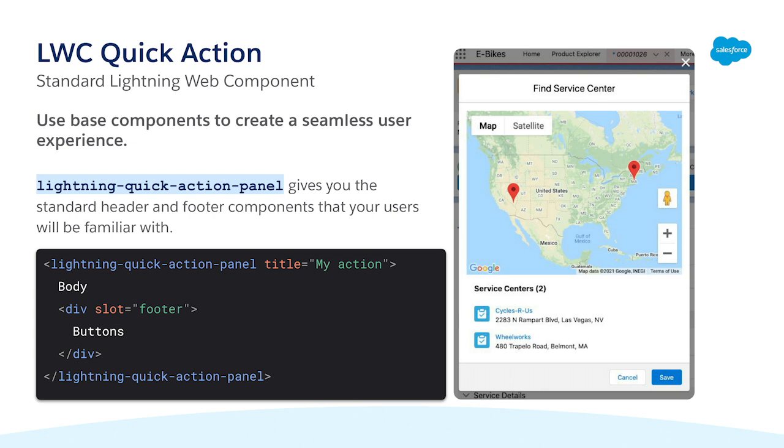Now, if you would like the modal to fit in with the rest of the UI, we're introducing a new base component for quick actions, the Lightning Action panel, which allows you to easily add the header and footer to your screen action. You can add a title to the component, which exposes the text in that modal header, and then you can use a slot to expose whatever content or components you'd like to put in the footer. In this case, things like buttons, links, and other functionality.